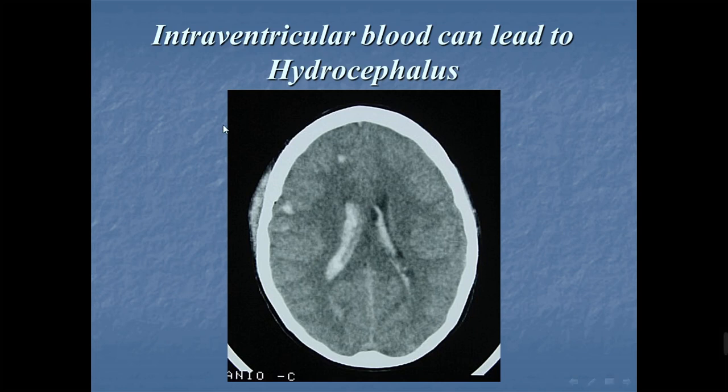This is a case, for example, of intraventricular blood, which can lead to hydrocephalus if the blood clot goes to obstruct, for example, the foramen of Monro. So this is a case of intraventricular hemorrhage. Also, you can see spots of blood here, and also there is a subgaleal hematoma on this side.